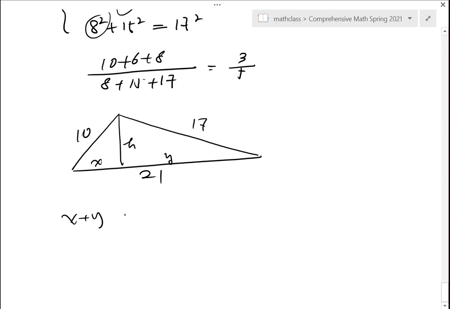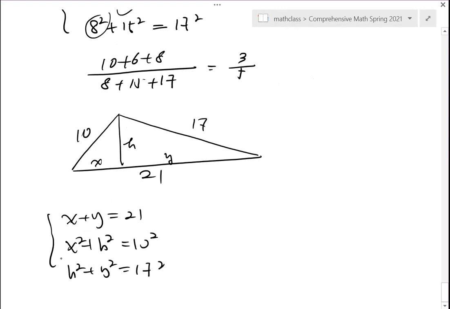X plus y equals 21. X squared plus h squared equals 10 squared, and h squared plus y squared equals 17 squared. So you have 3 unknowns, 3 equations. Then you find x, y, and h. You can do that, okay?